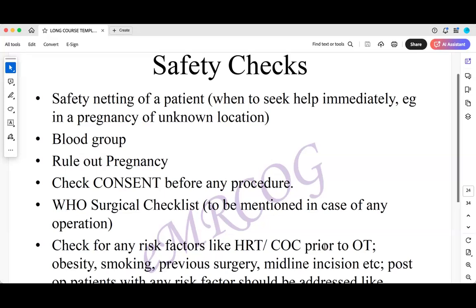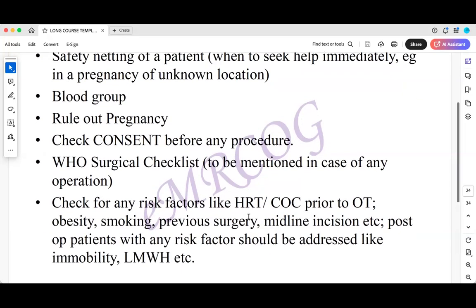So that's very important, that you make sure of the safety netting, providing the patient with a telephone number for emergencies. That's also safety netting. So for the safety point in the management plan, you have to secure your net of the management. Checking, for example, a surgical patient for a blood group, ruling out pregnancy before surgery. For any procedure, you check that the patient has signed the consent.